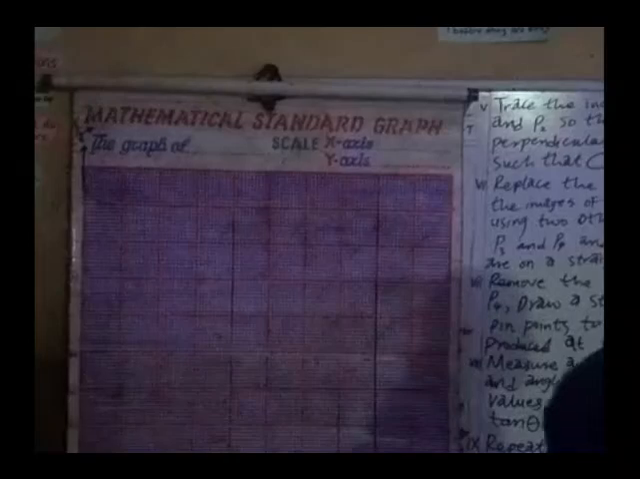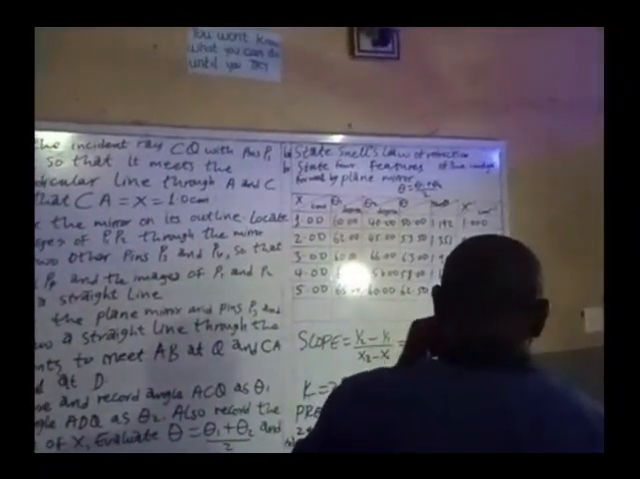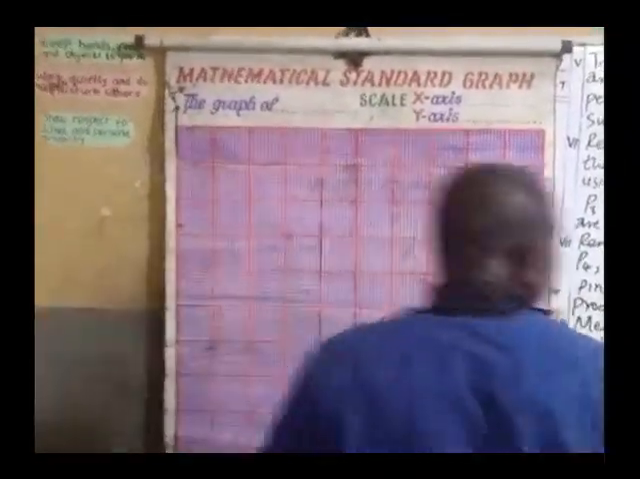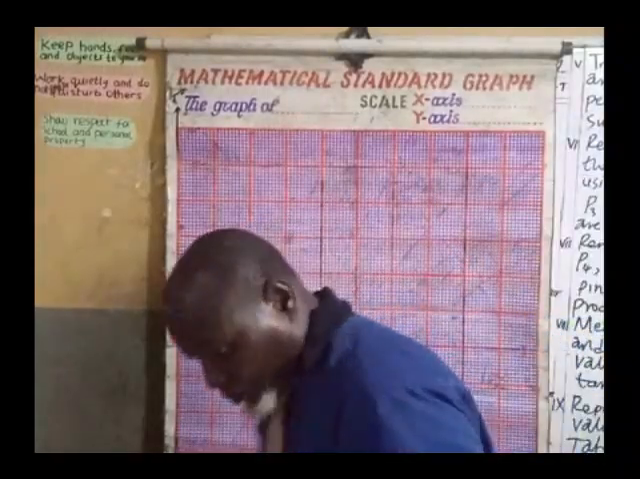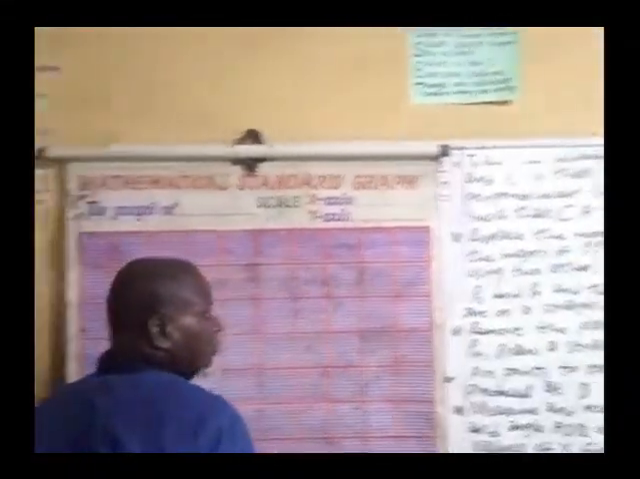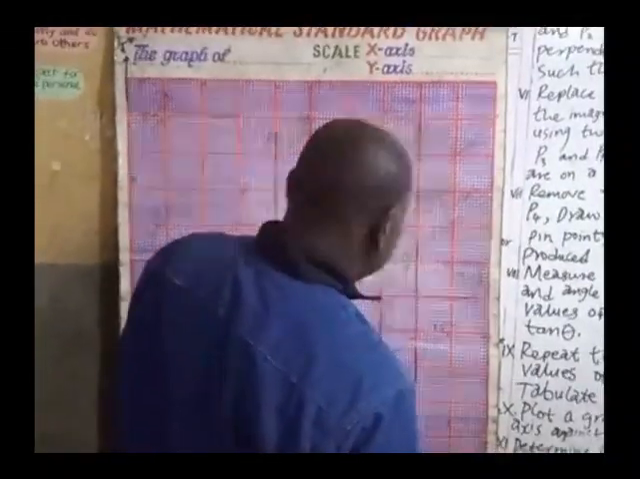Are you ready? Yes, sir. Okay. Tan theta on the vertical axis and S inverse on the horizontal axis. So maximum value of tan theta is 1.9, and the minimum value is 1.19. So we are going to use 0.5 centimeter is equal to 10 centimeter.